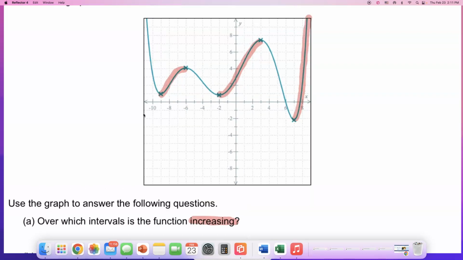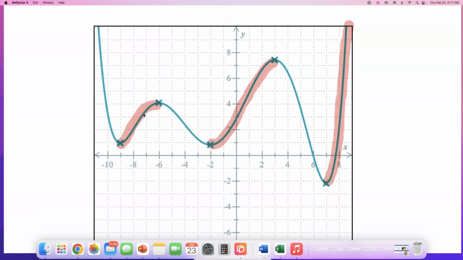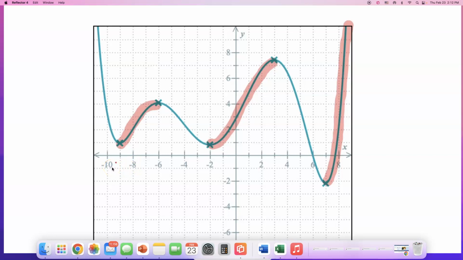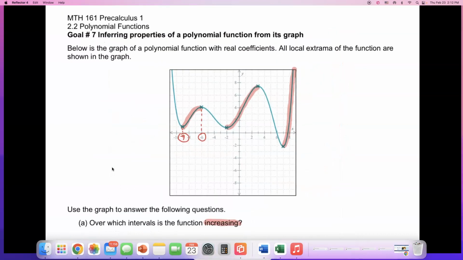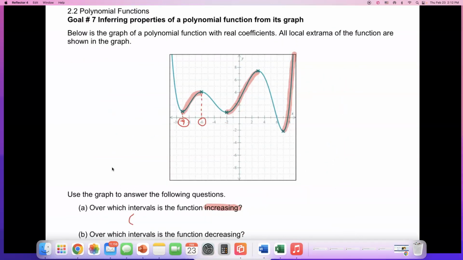So let me read the x coordinates of where these are happening. In between -8 and -10. So that's got to be from -9 to, what number is that? -6. So the first interval where this function is increasing is -9, -6.